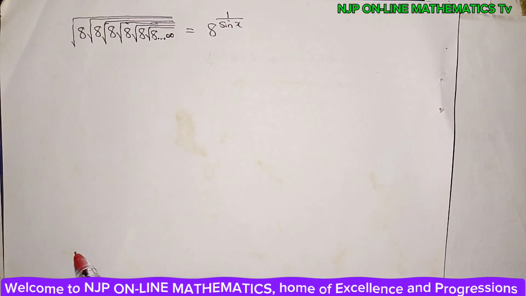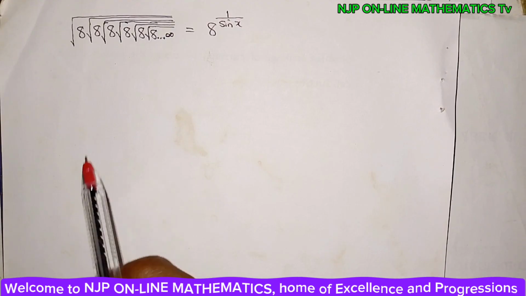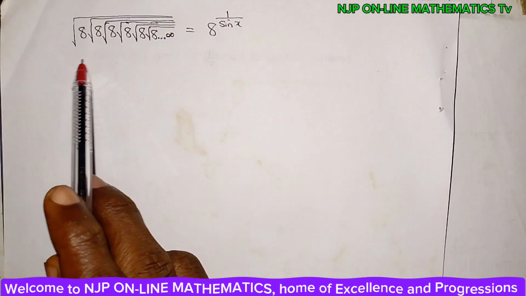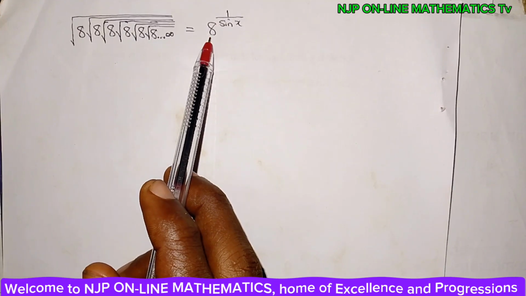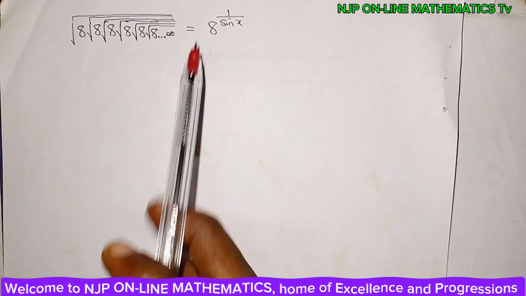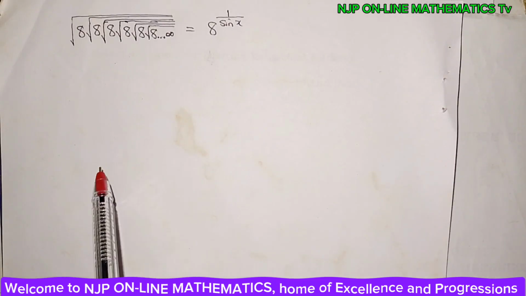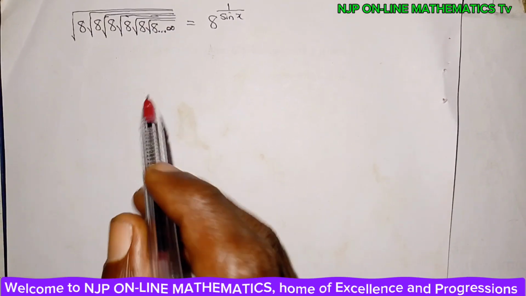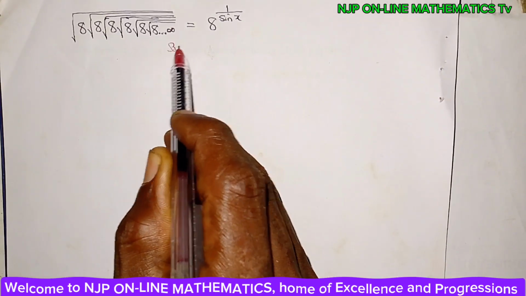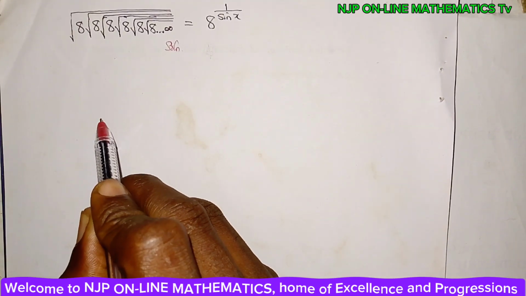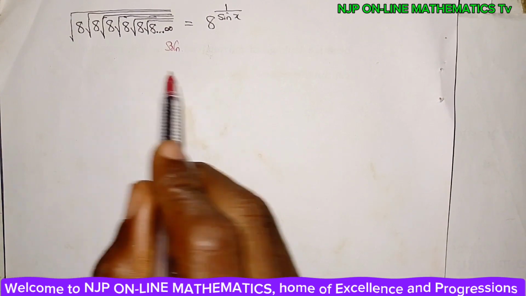Let's solve this lovely Olympiad problem. Here, we are given that the whole of this equals 8 raised to the power of the inverse of sine x. So we are to determine the value of x in this equation. Please, let's give the solution to this problem. Let's find the value of x to satisfy this equation.